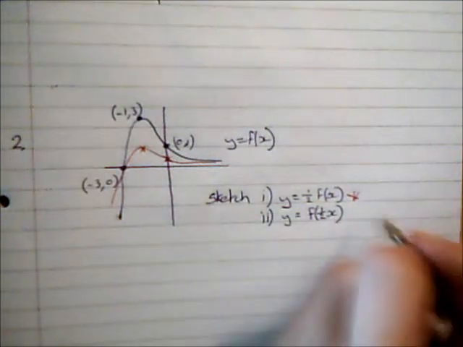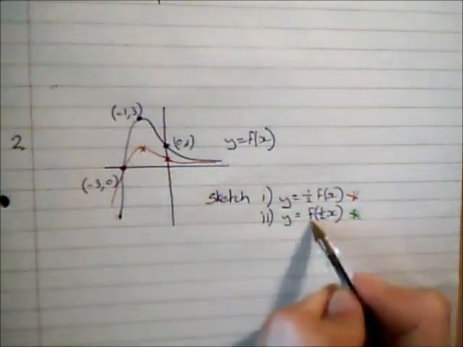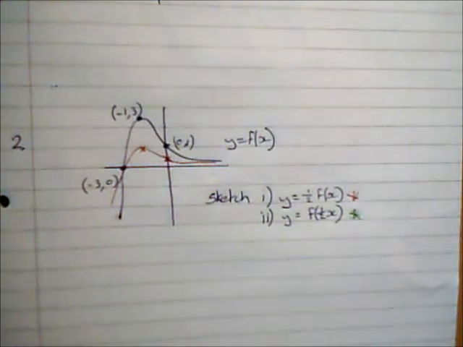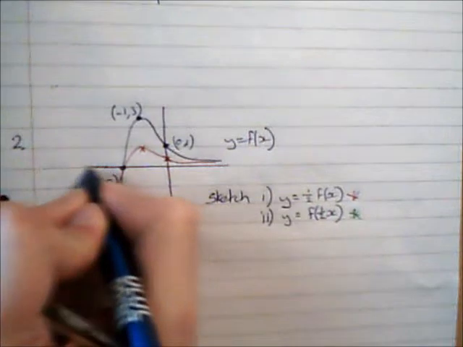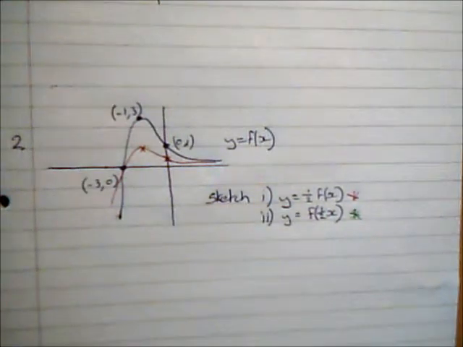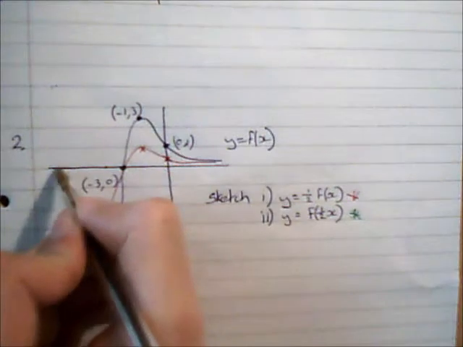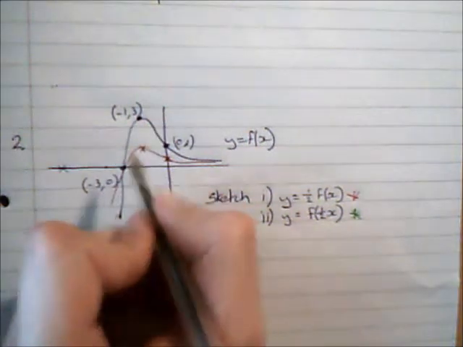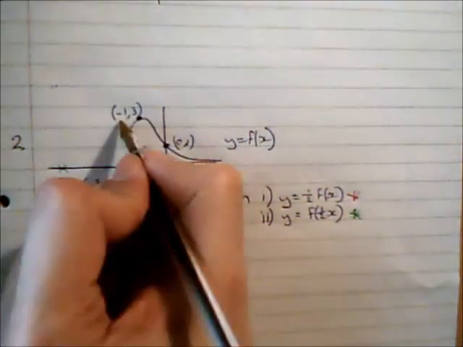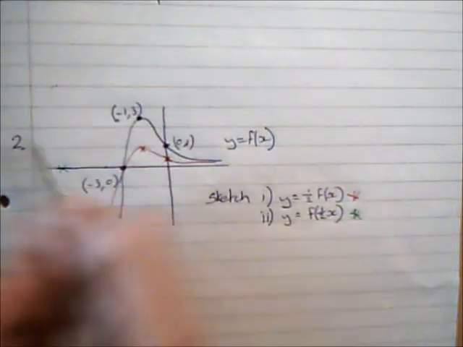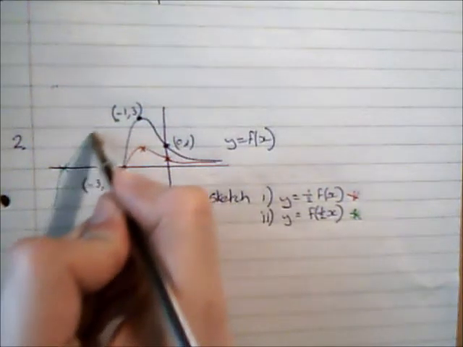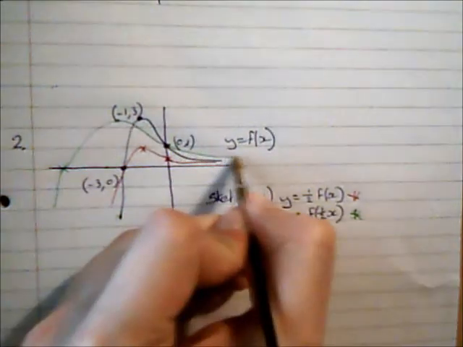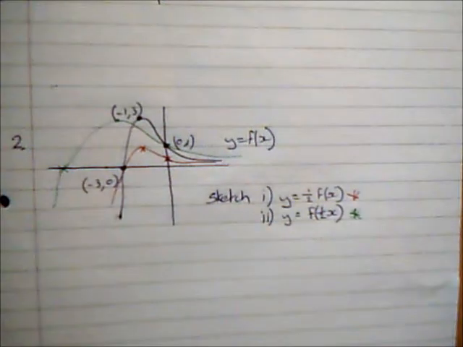And if I look at this second one, f of half x, all the x coordinates are going to be twice as far away as they were originally. So instead of at -3, it's going to be out here at -6. Instead of this being at -1, it's going to be twice as far out at -2. It will appear to be that shape.